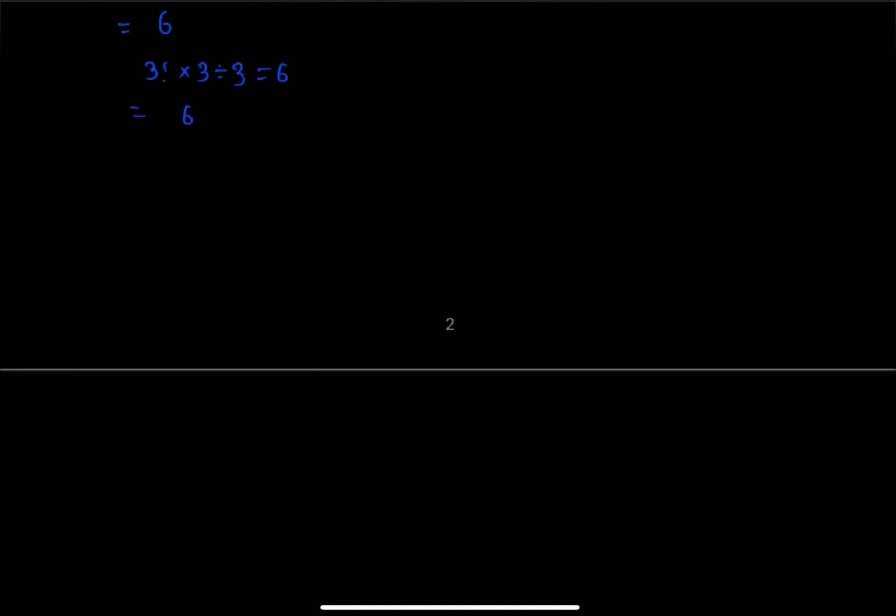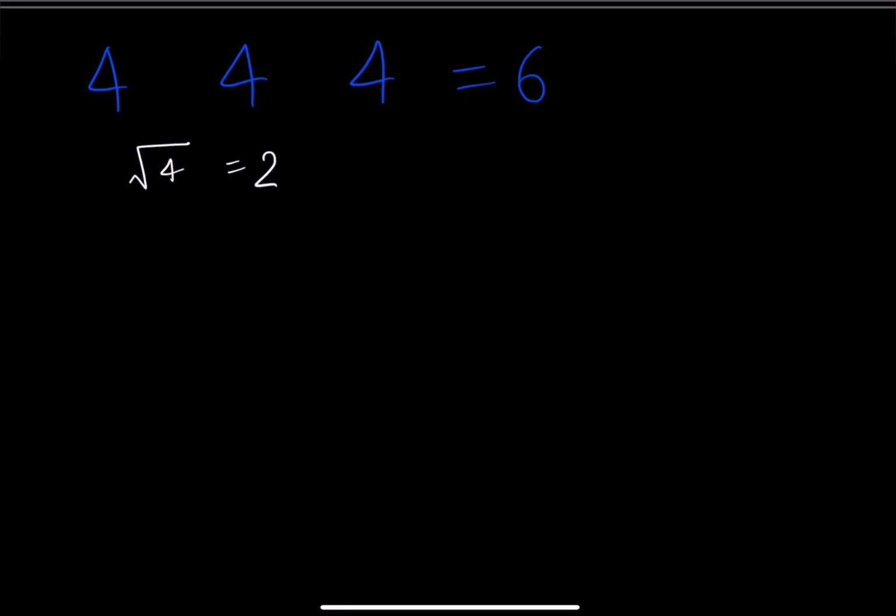Okay, now our next one I'm going to do on this page. 4, 4, 4. We need to figure out how that gives us 6. So this one is also slightly complicated. But after a bit of thinking, you can figure out that the square root of 4 gives us 2. So we're going to be using this in our equation.